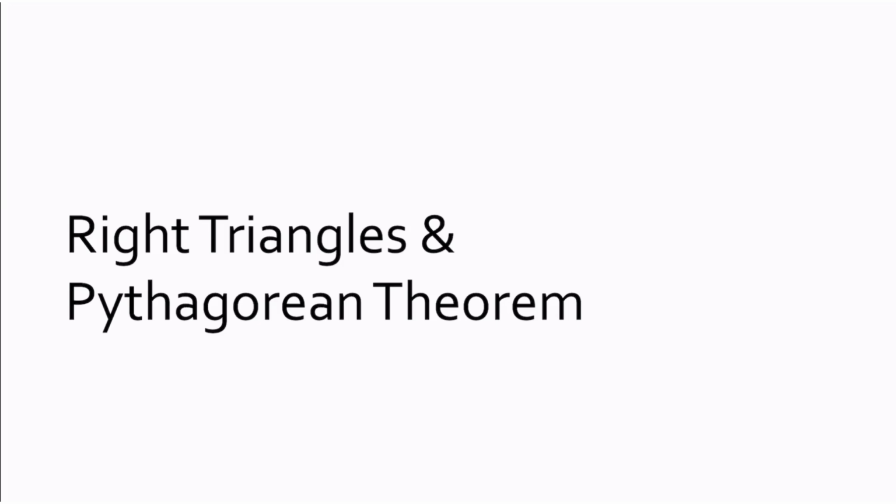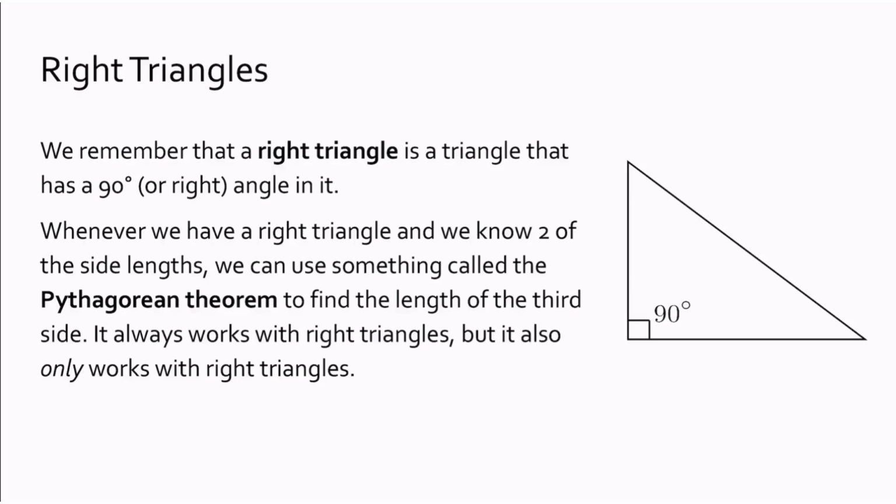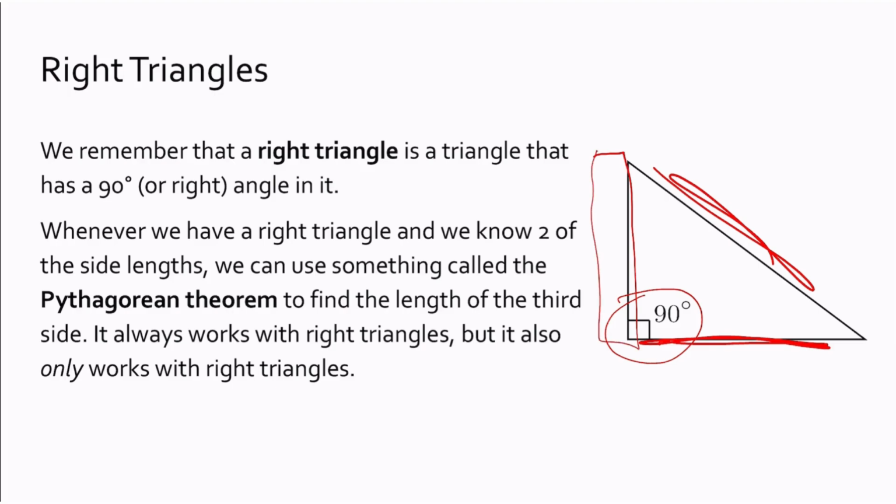All right, so we're looking at right triangles and the Pythagorean Theorem. We remember that a right triangle is a triangle that has a 90-degree angle in it. And whenever we have a right triangle, and we know two of the side lengths, so let's say we know this one and this one, we can use what we call the Pythagorean theorem to find the length of this one. And it always works with right triangles, but it also only works with right triangles.